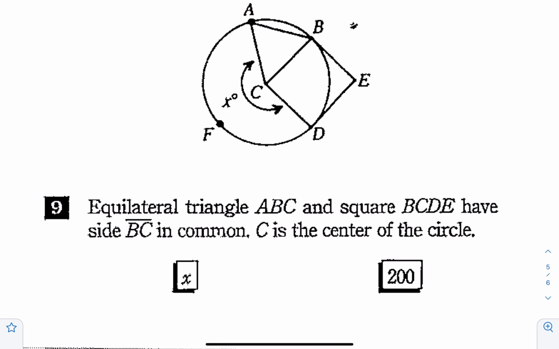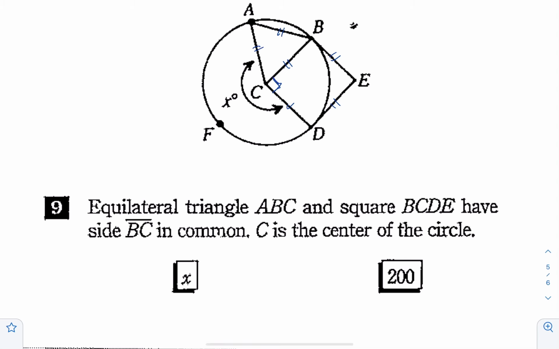Next, for number 9, you have an equilateral triangle ABC and square BCDE, which have side BC in common, and C is the center of the circle. So here you know that all these sides are equal, and C is the center of the circle.